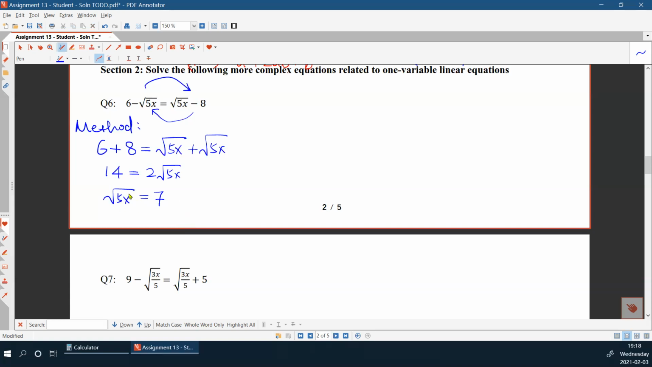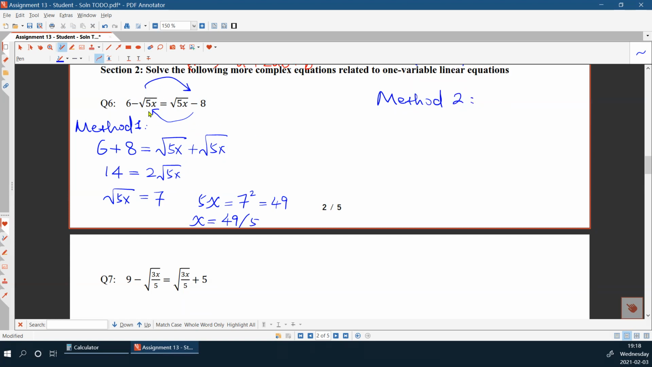When you have something whose square root is 7, that means the number inside the square root is actually 7 to the second power, right? So that means 5x is 49. This gives you x is actually 49 over 5, right? Okay, this is method 1. If you are not very familiar with this, we also have a method 2, right?